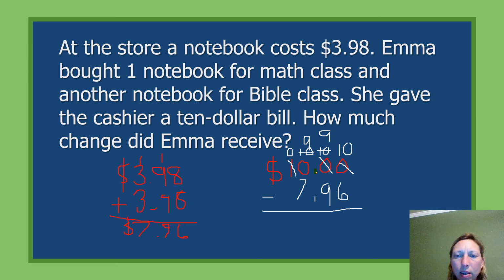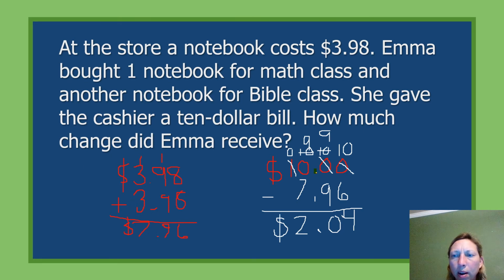10 minus 6 is 4. 9 minus 9 is 0. Bring down your decimal. 9 minus 7 is 2. And then I leave this one blank because it's 0. I don't need to put a 0 in the tens column. So it should be $2.04.